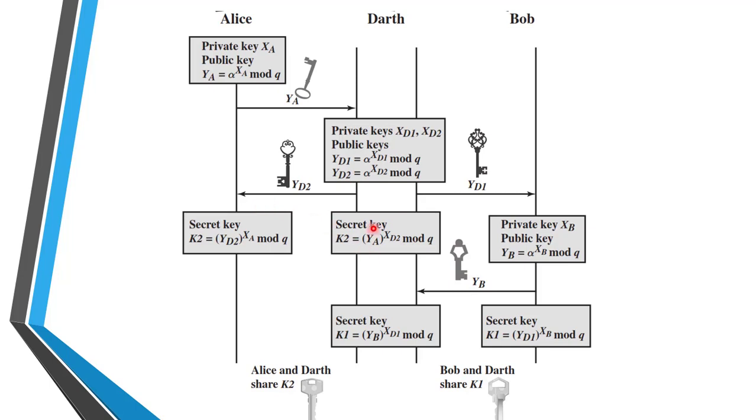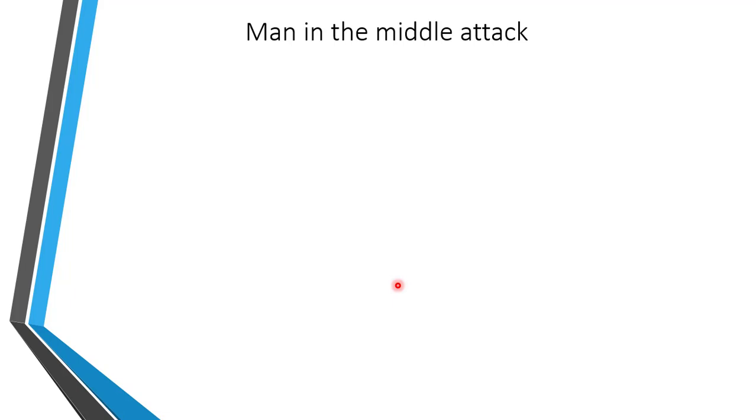So now we generate the key k2 equal to ya raised to xd2 mod q, which has the same value as the key generated by Alice. And here Bob has his public and private key, but he has the public key of Darth, not Alice. So the secret key generated by Bob and Darth is the same. So Alice and Darth share the key K2, and Bob and Darth share the key K1. So in this way, the man in the middle attack can be performed in the Diffie-Hellman key exchange algorithm.